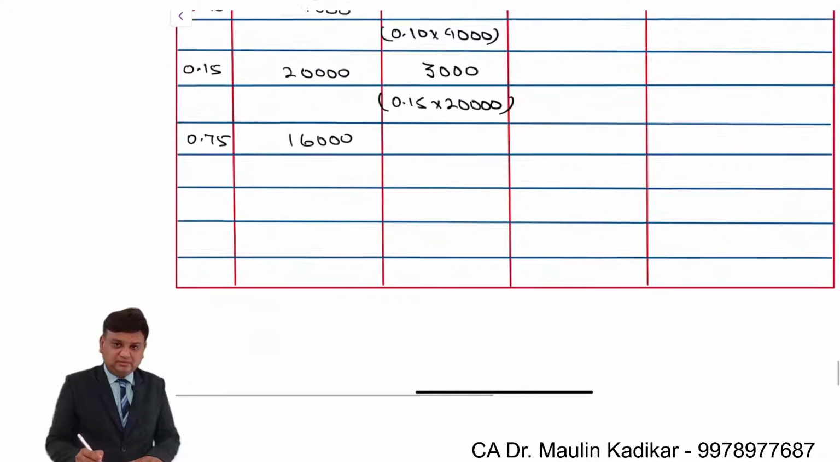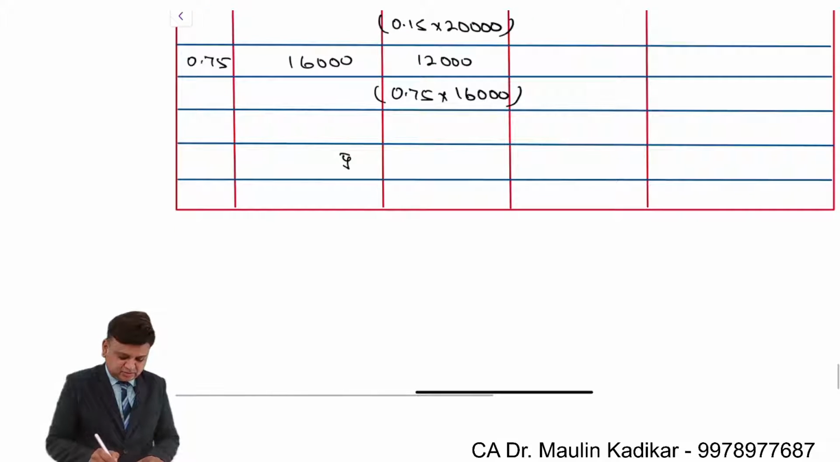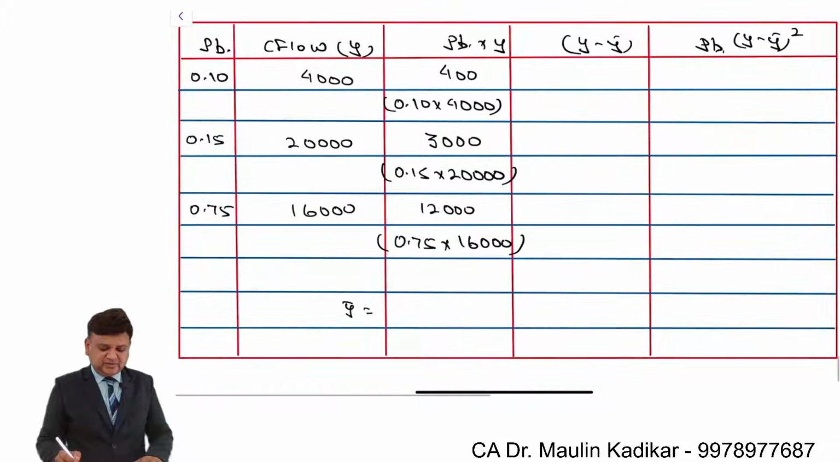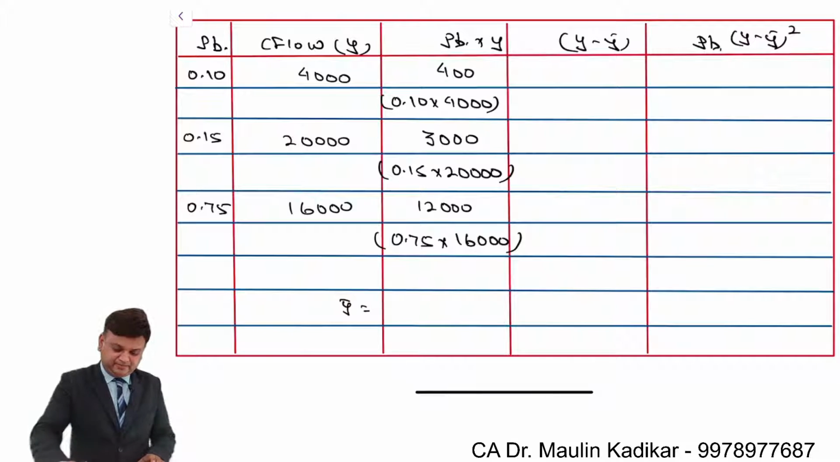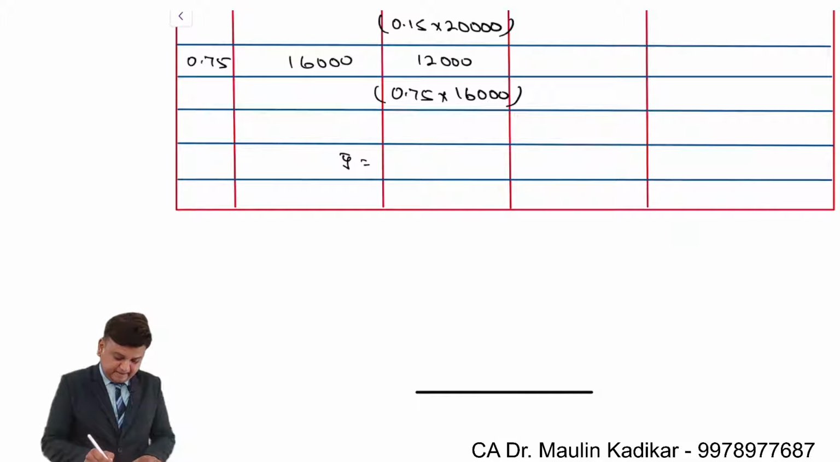So it is 3,000. 75% chances is just 16,000. So it is 12,000. And based on that, we will compute y bar. 400 plus 3,000 plus 12,000. That comes to 15,400.